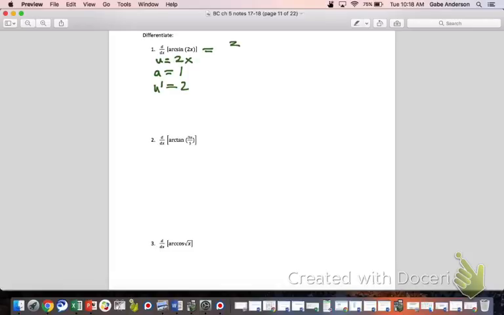I got 2 over the square root of 1 squared minus 2x squared. So 1 squared minus 2x, I assume in parentheses, squared? Yes. Okay, that works just fine. Obviously, you can simplify that a little bit. If you wanted to, you could put that as 2 over the square root of 1 minus 4x squared. That would work just fine too. Pretty good? Okay.